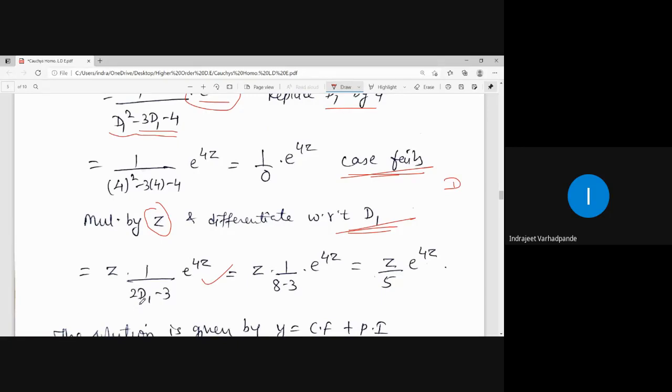Now again replace D1 by 4. So 4 2s are 8 minus 3, that is 5. The denominator is non-zero, a finite quantity. So I am getting the answer as z upon 5 into e to the power 4z. The solution is given by y is equal to CF plus PI. So initially the solution will be written in the form of z, but later on we convert it into the form of x.